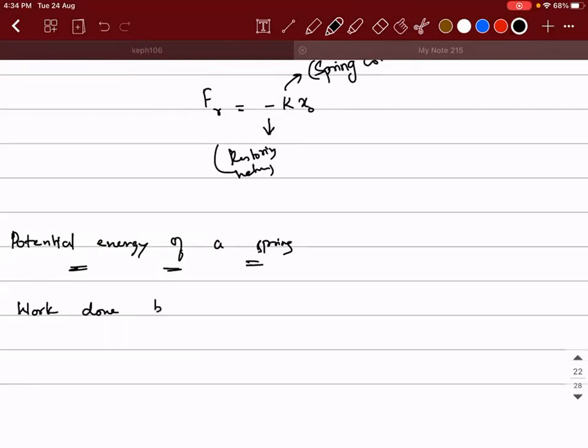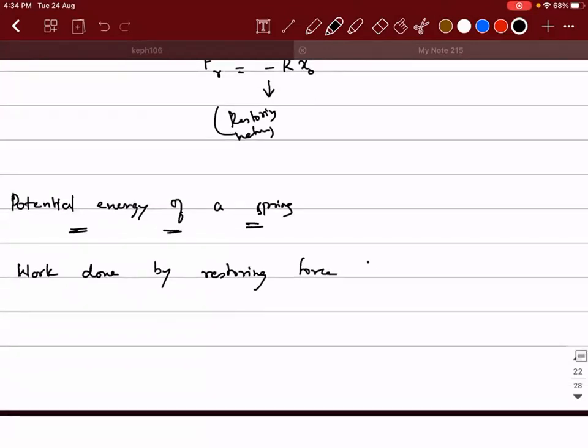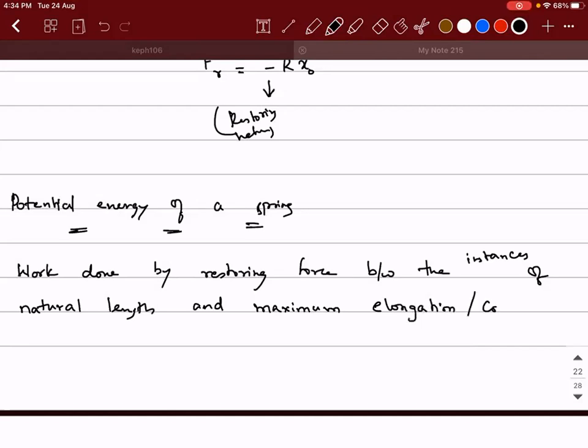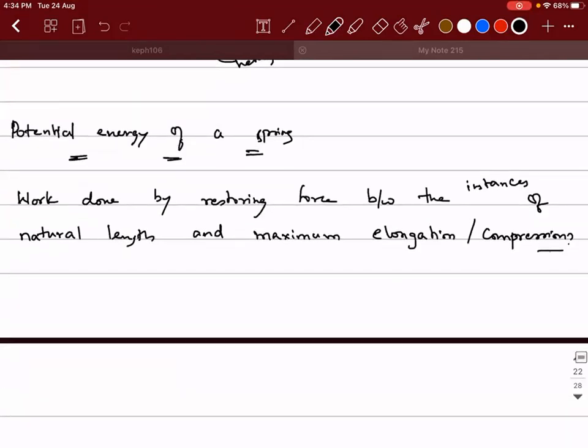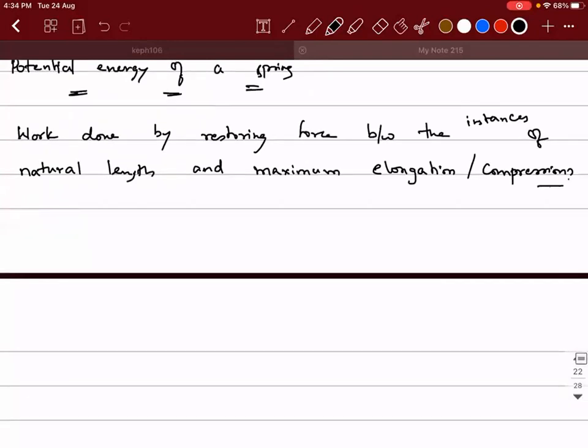Now tell me, what is the work done by the restoring force between the points of natural length, and instead of using the word points, I use the word instance, between the instances of natural length and maximum elongation or compression. Okay, so how to calculate it? Observe the derivation.